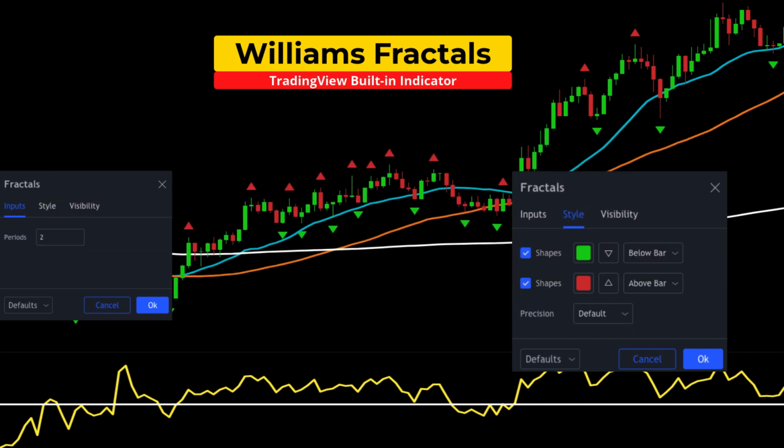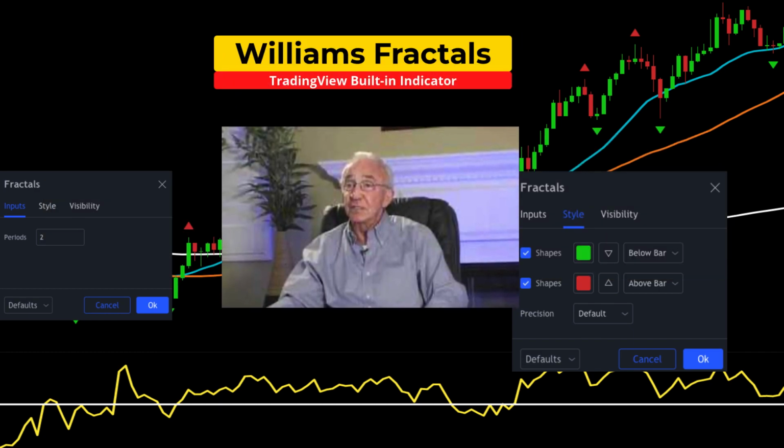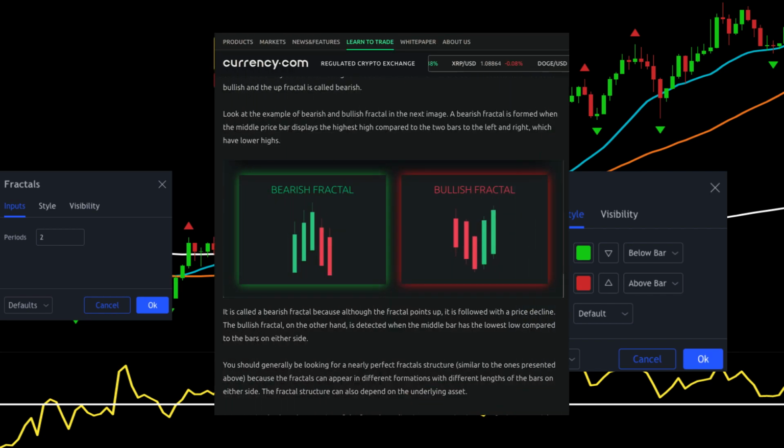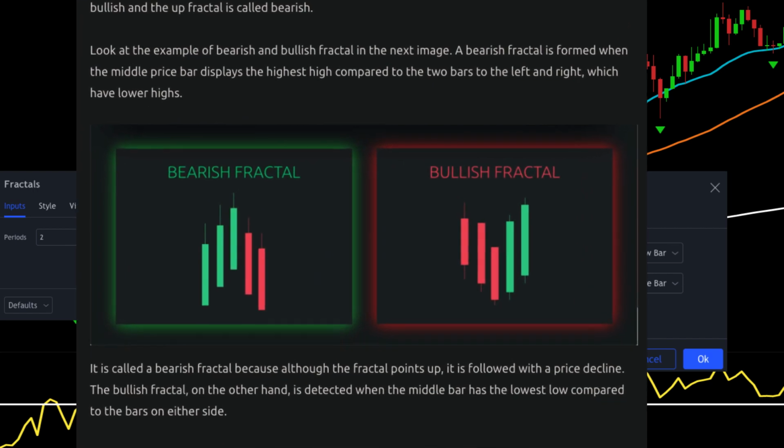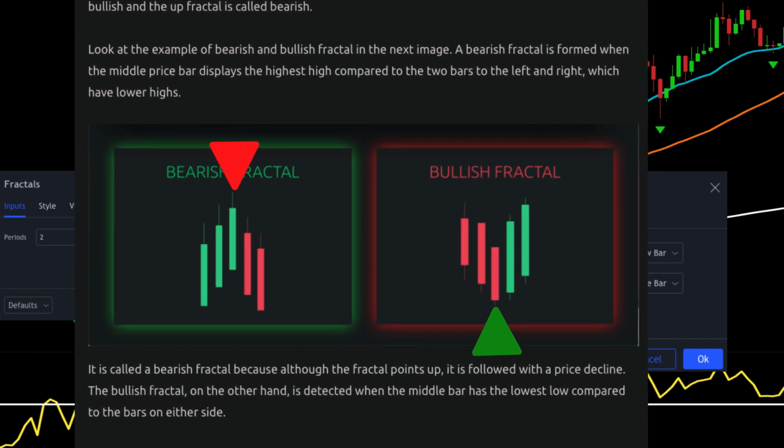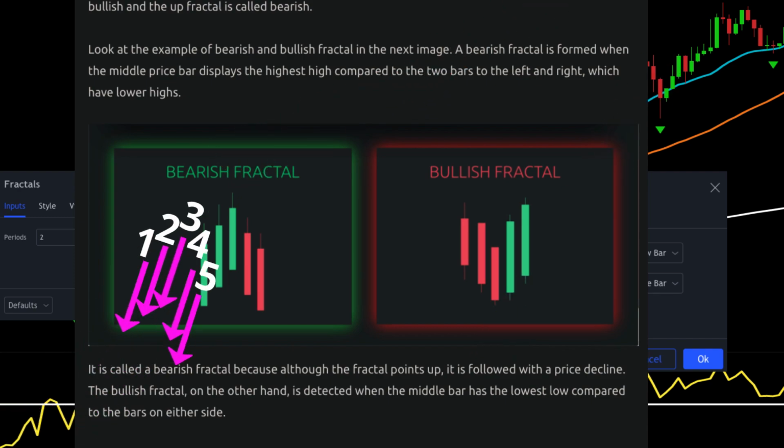Like the name says, the Williams Fractal is a Bill Williams indicator that produces a signal after a 5-bar pattern. In the description, there is a link to this great article on currency.com which explains Williams Fractals in great detail. But in summary, at default settings, a fractal is formed after a 5-bar pattern is complete.